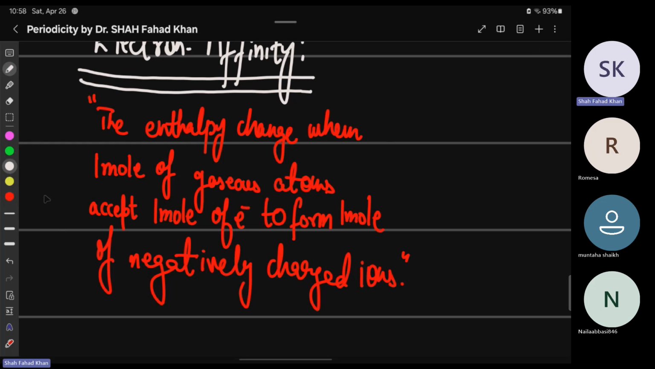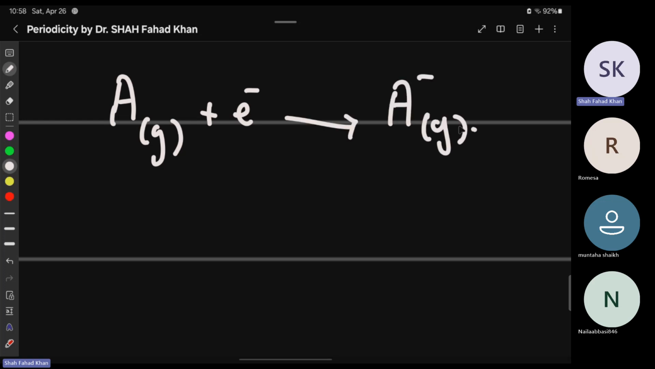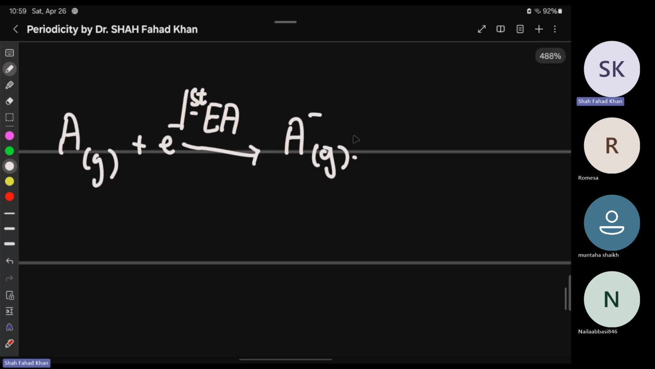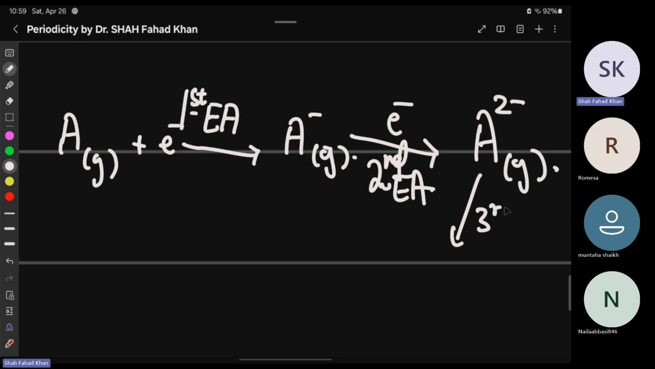So if we write it down mathematically, it's going to be like this. This is a gaseous atom, it accepts an electron, 1 mole, and it forms a negatively charged gaseous ion. The energy change that took place over here would be your electron affinity, and more specifically, it's called the first electron affinity. Now, if I add another electron to A negative, I'll get another ion, A2 negative. This enthalpy change will be called the second electron affinity. You can have the third electron affinity, and fourth and fifth and sixth and so on.